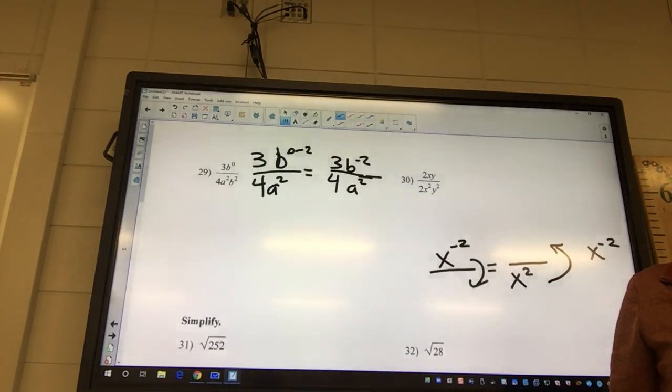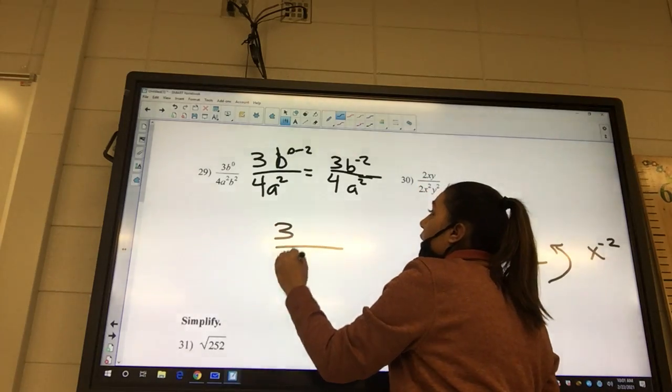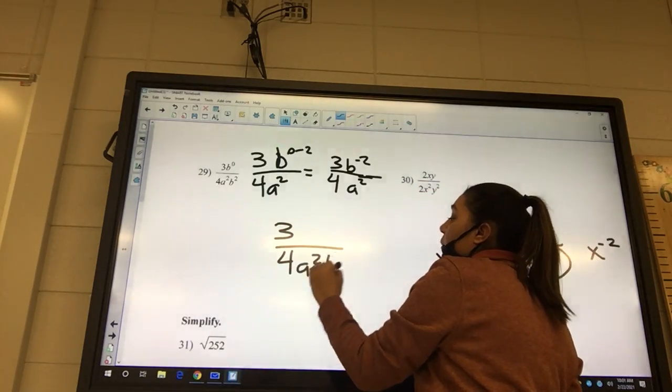Okay, then where does that b to the negative 2 go? It's got to go on the bottom. So you're going to have 3 and a 4, a squared, b squared.